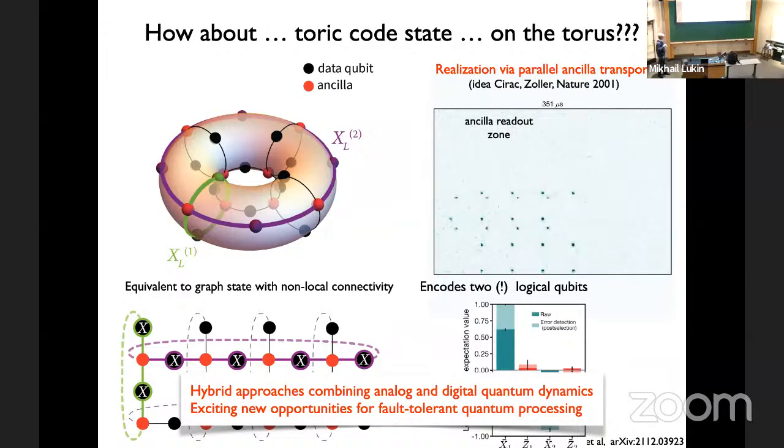So all you need is to basically move this ancilla around, which is done by programming essentially 2 voltages. There is also another exciting direction where you can combine analog and digital quantum dynamics, and it's very much inspired by Adam's work while he was in Marcus's group. But maybe I can leave it to a question and answer.